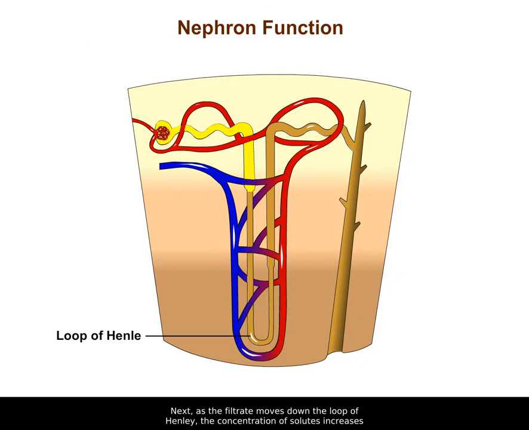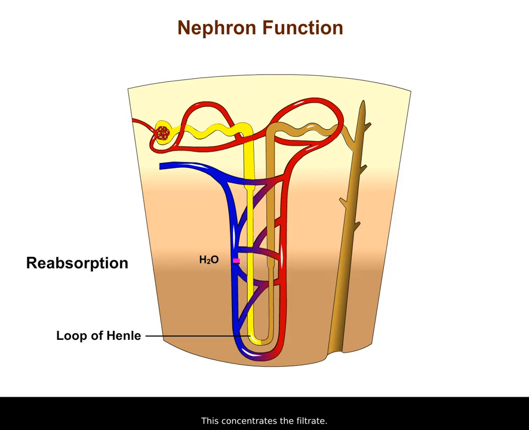Next, as the filtrate moves down the loop of Henle, the concentration of solutes increases in the interstitial fluid surrounding the nephron tubule. Since this portion of the tubule is water permeable, the water leaves by osmosis and is reabsorbed into the blood. This concentrates the filtrate.